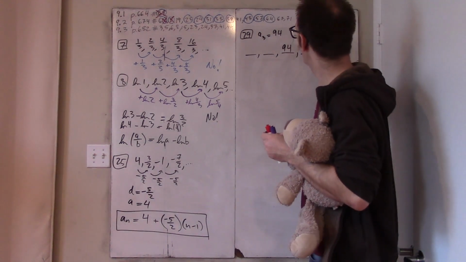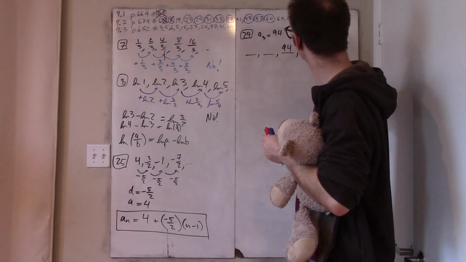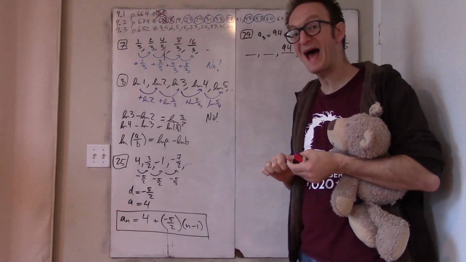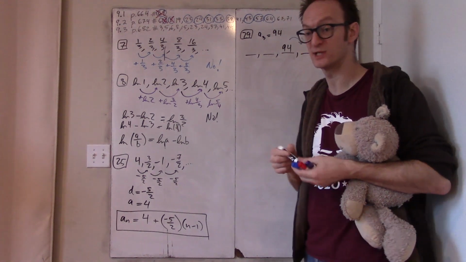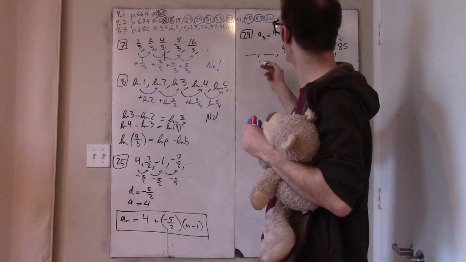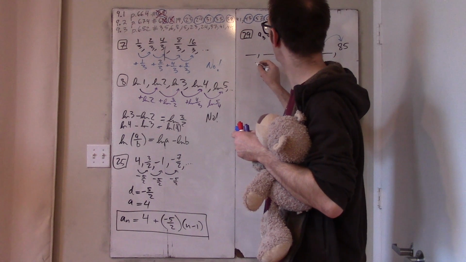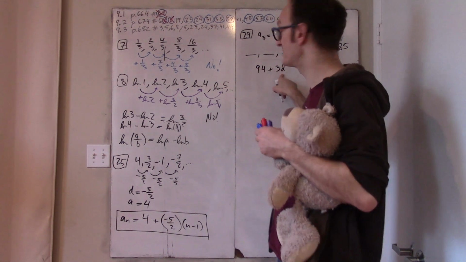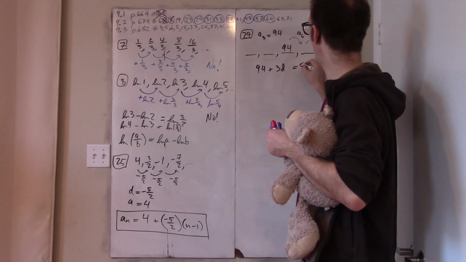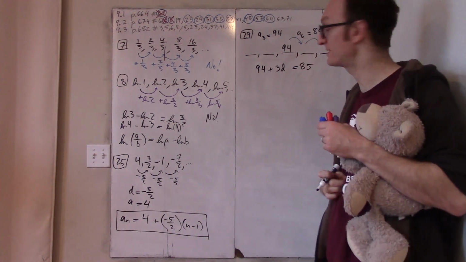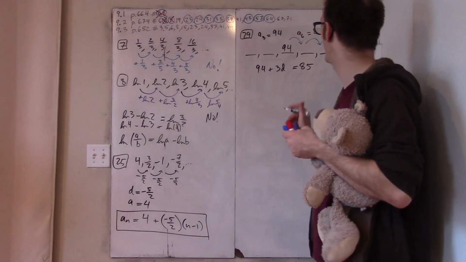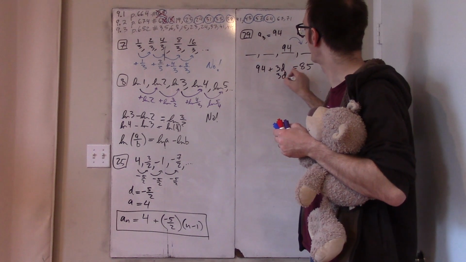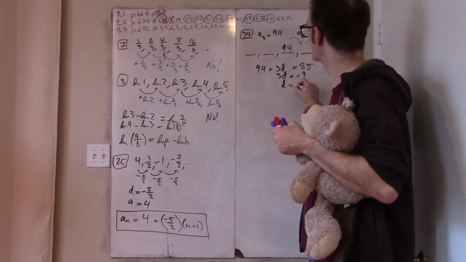What do I see? Well, to get from the third term to the sixth term, I must add 3 times whatever the common difference is, which I don't know. The systematic way of doing this is to say that 94 plus 3 of these common differences should give me 85, and this shows that D must be negative. Then I just subtract again, negative 9. So 3D is negative 9, so D is negative 3.